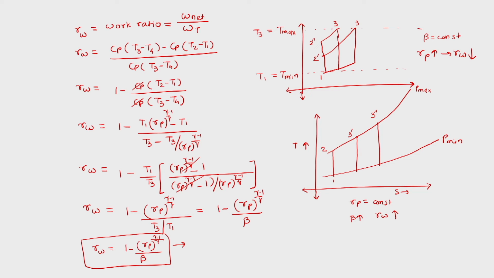So in the present case we have the turbine and compressor as an ideal turbine and ideal compressor, but in reality the turbine and compressor efficiencies would not be 100%, and if their efficiencies are not 100%, then work ratio is an important parameter to compare.